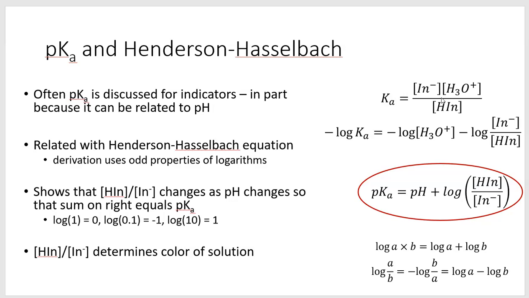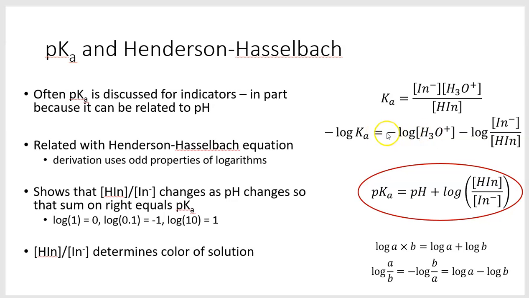And now we're going to look at some odd properties of logarithms. One of them is that the log of A times B is equal to the log of A plus the log of B. So when we take the negative log of the indicator base and indicator acid concentrations and the hydronium, we can separate that. We're going to selectively factor out the hydronium ion concentration and put it by itself. And then we're going to have minus the log of the base over the acid form.